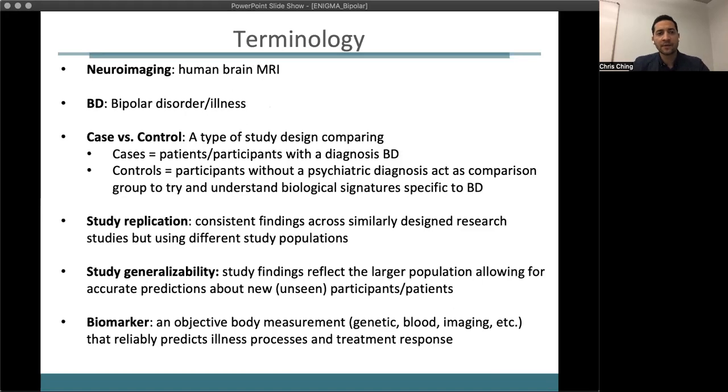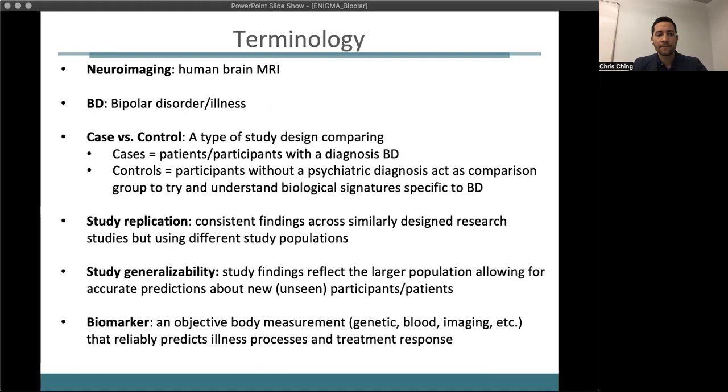So first, some terminology. Today when I talk about neuroimaging, I'll be referring to human brain MRI. I'll abbreviate bipolar disorder with BD from time to time. I'll be talking about case versus control analyses quite a bit. This is a type of study design in which we compare cases, or participants with a diagnosis of bipolar disorder, to controls, or individuals without a psychiatric diagnosis, to better understand the biological signatures specific to bipolar disorder.